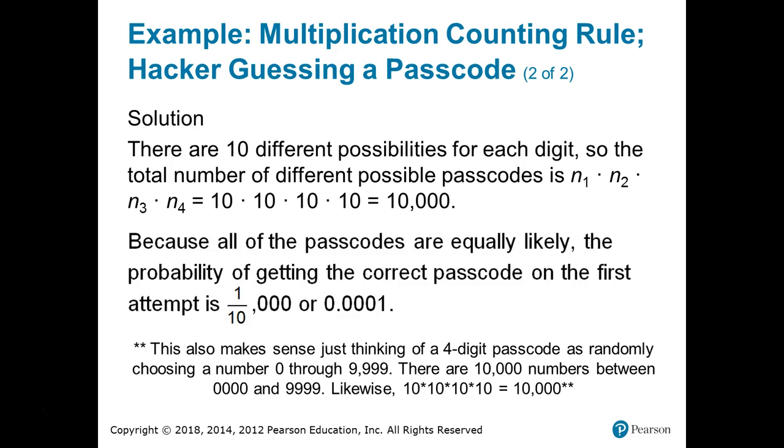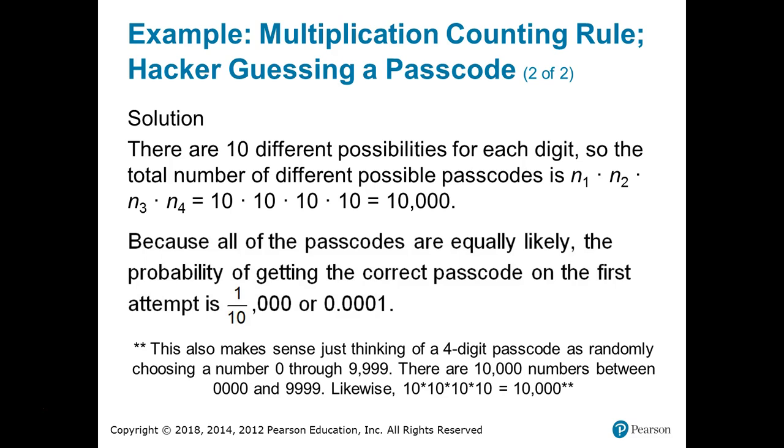0 through 9. 0, 1, 2, 3, 4, 5, 6, 7, 8, 9, there's 10. The second digit also has 10 different possibilities. The third digit, 10 possibilities. And the fourth digit, 10 possibilities. Each of the 4 digits can be 0 through 9. So since there are 4 digits, we have n1, n2, n3, and n4. And since each of these has 10 possibilities, we say 10 times 10 times 10 times 10. So there are 10,000 different possible passcodes that an iPhone can have if there's 4 digits.